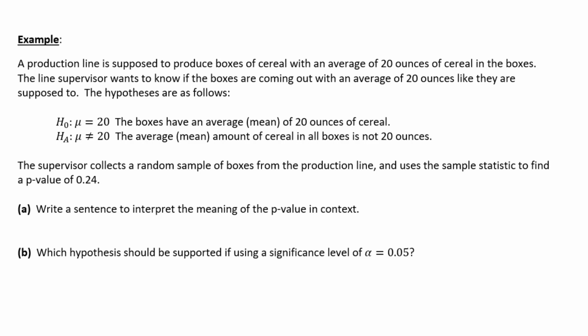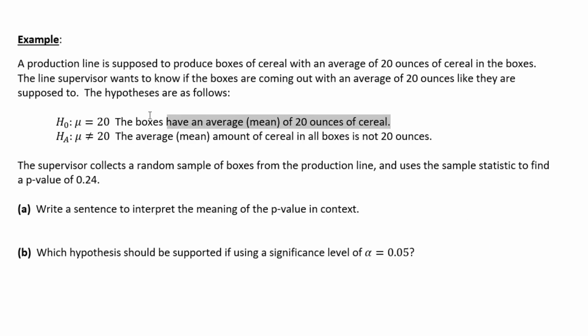In this example, a production line is supposed to produce boxes of cereal that have an average of 20 ounces of cereal in the boxes. The line supervisor wants to know if the boxes are coming out with an average of 20 ounces per box like they're supposed to. So the hypotheses that were given are as follows.